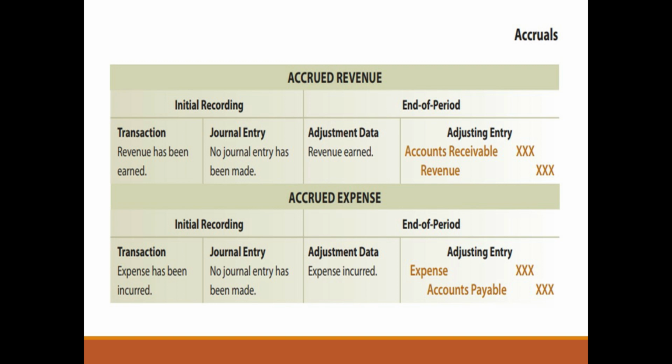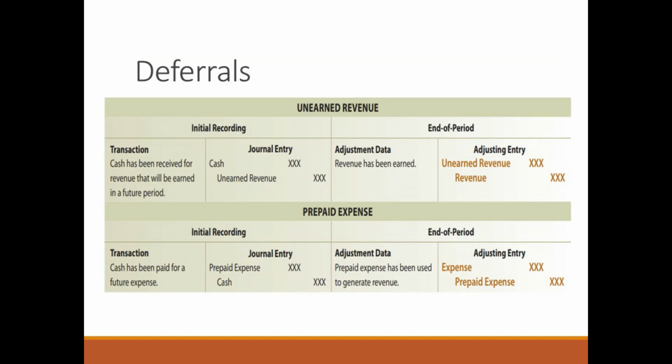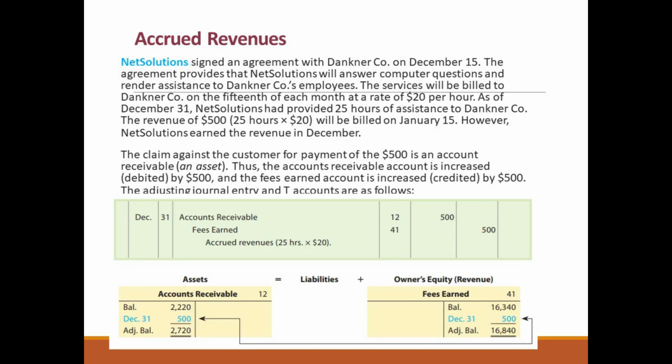So here are the adjusting entries for accrued revenues and accrued expenses at the end of the period. And here you can see the adjusting entries for deferrals, that is unearned revenue and prepaid expense, for the end of the period. So now let's practice the adjusting entries. The first is for accrued revenues.